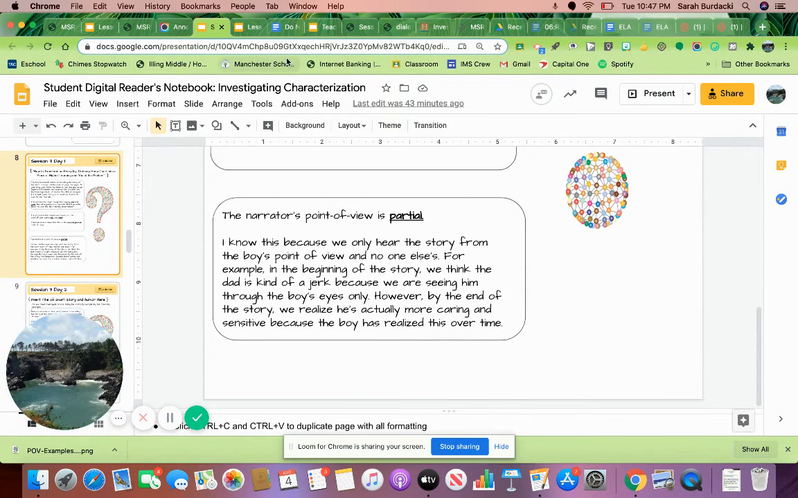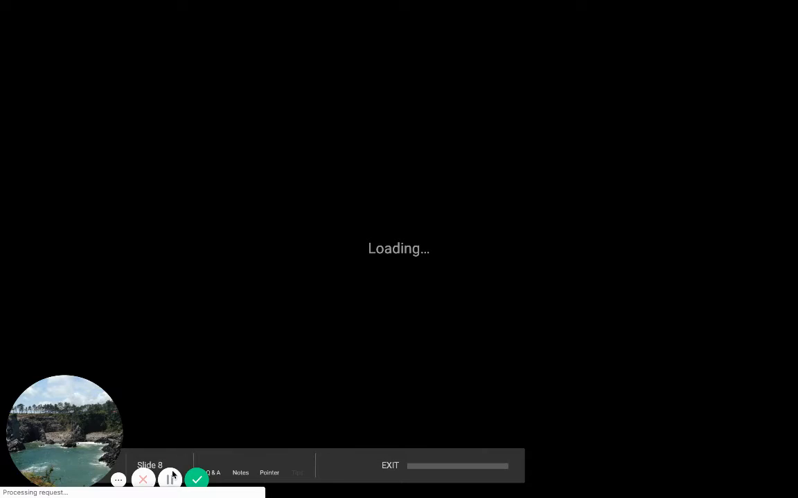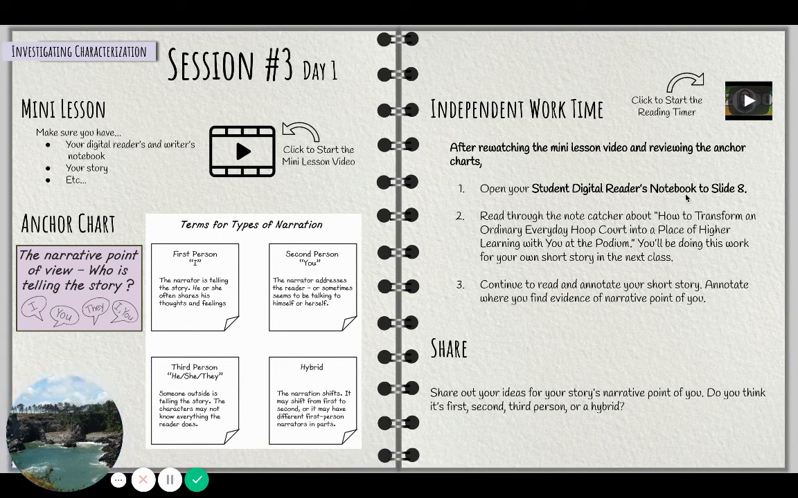So I'm going to take you into the lesson slideshow just to go over what we've done and what you still need to do. My computer's almost dying, so. Okay, so the first thing that you want to do is open your Student Digital Reader's Notebook to slide 8. You're going to read through the note catcher about how to transform an ordinary everyday hoop court into a place of higher learning with you at the podium. You'll be doing this work for your own short story in the next class.